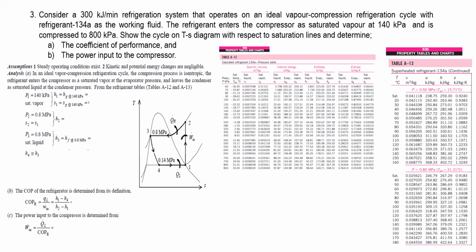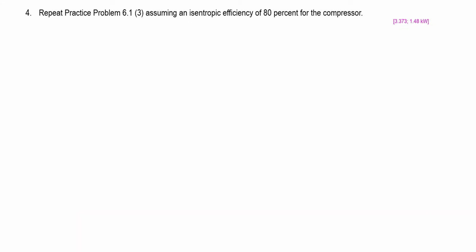So it's pretty straightforward. If you have any difficulties, we shall discuss this further in our next lessons, right? So we will now move on to question number 4. Now question number 4 here is interesting because you are asked to repeat our question number 3 by assuming an isentropic efficiency of 80% for the compressor.